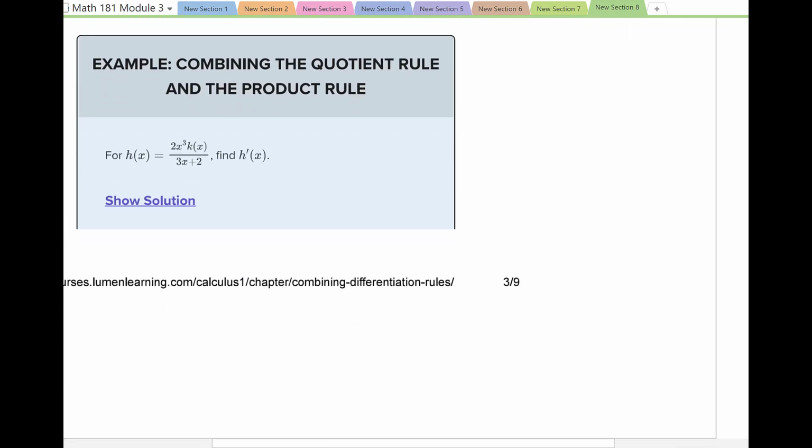Now we're going to look at combining the quotient rule and the product rule. So in the numerator we have a product, and in the denominator, and we have an overall quotient rule. So we have a denominator here to work with. So again, this is just to remind you, the low d high minus high d low all over the square of what's below.